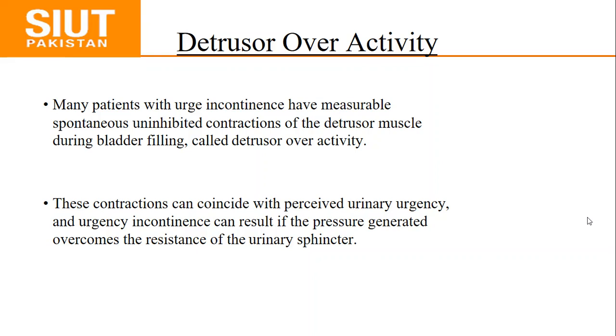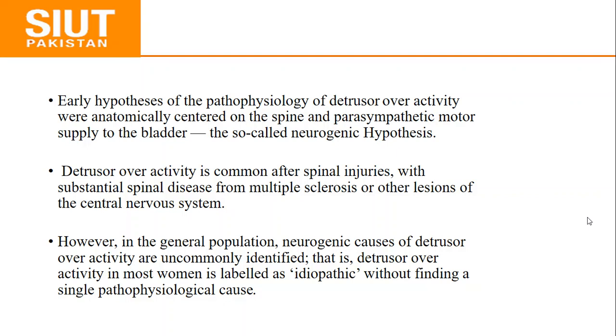These contractions can coincide with perceived urinary urgency and urge incontinence, and can result if the pressure generated overcomes the resistance of the urinary sphincter. Early hypotheses of detrusor overactivity were centered on the spine or parasympathetic nervous system dysfunction, called the neurogenic hypothesis. Detrusor overactivity does occur in spinal injury, spinal diseases, and multiple sclerosis, but in the general population neurogenic causes are uncommonly identified. The detrusor overactivity which mostly occurs now is idiopathic, without a single pathophysiological cause.